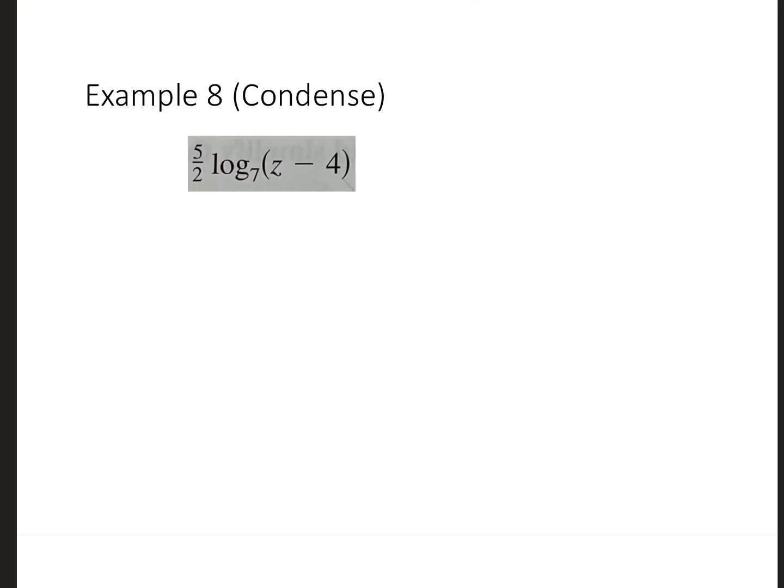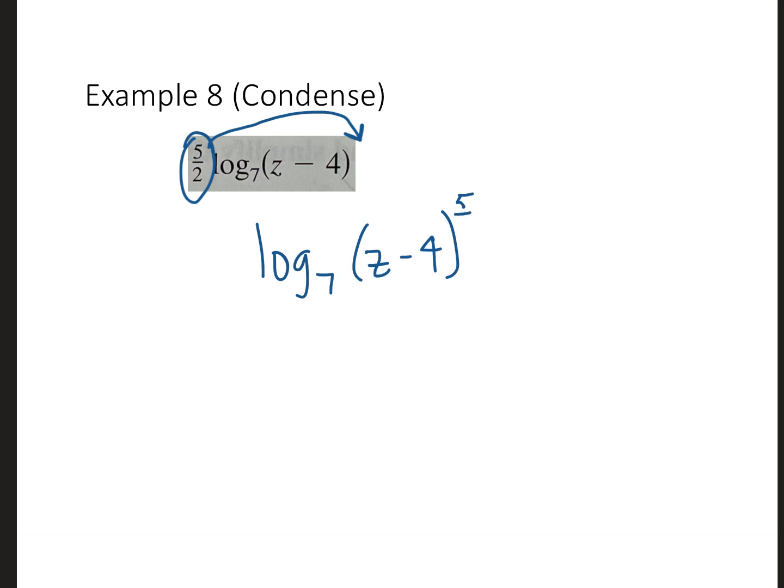Let's try another condensing. Now this one has a number out in front of the log. What that means is if I'm trying to condense, I just have to make that into an exponent. So I'm going to have still log base 7. The argument is not going to change, and I'm just going to have an exponent of 5/2.